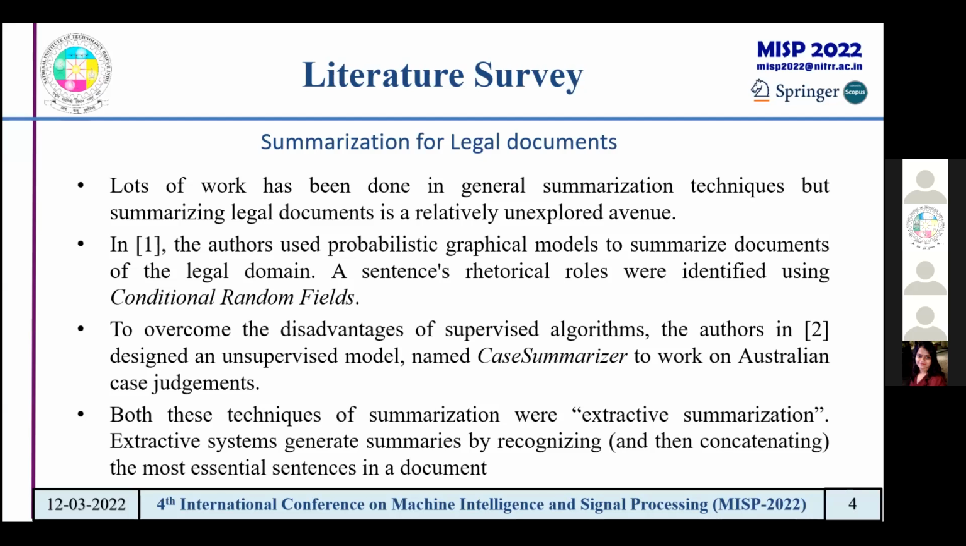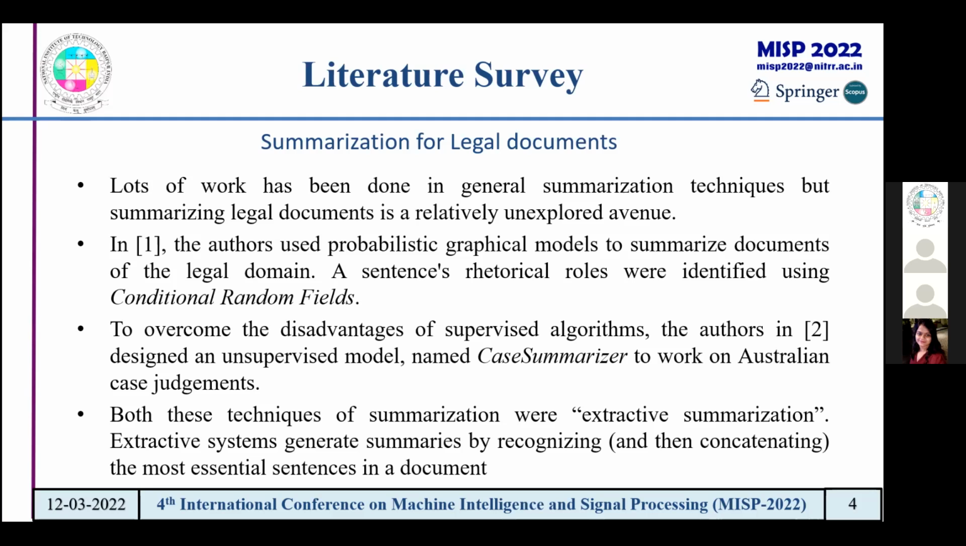So in one paper, the authors had used a data set and a supervised model using conditional random fields to build a probabilistic graphical model. So this basically has a disadvantage that a supervised model which is trained on a data set can only summarize documents of that particular case. For example, if it is trained on an Australian database, then it will only summarize documents of Australian cases.